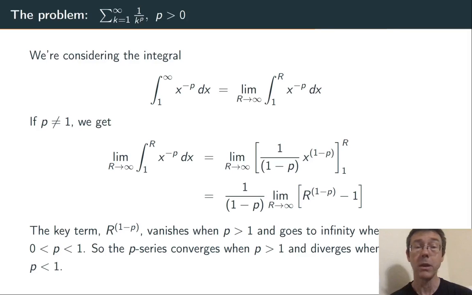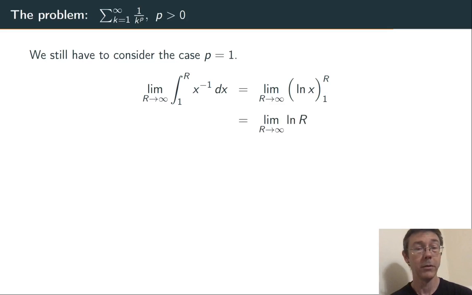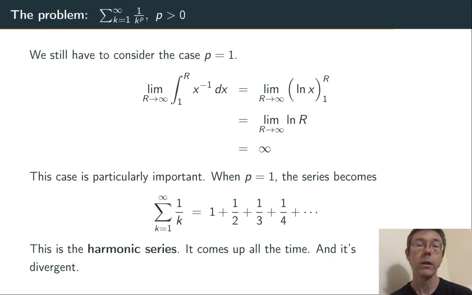So let's go back and look at the p equals 1 case. So we're doing the limit as r goes to infinity, integral from 1 to r, x to the negative 1 dx. Now the antiderivative that we want is the natural log of x. Plug in the limits of integration, remembering that the natural log of 1 is 0, and then take the limit. As r goes to infinity, the natural log of r goes to infinity too. So the p-series diverges when p is equal to 1. This isn't surprising. When p is 1, we've just got the harmonic series, the sum of 1 over k, 1 plus a half plus a third, and so on. And we already knew that one diverged.